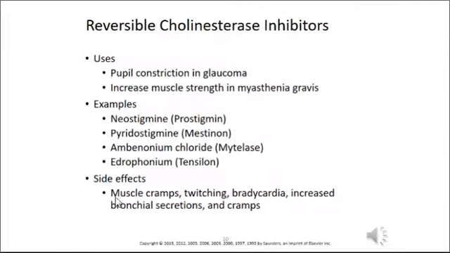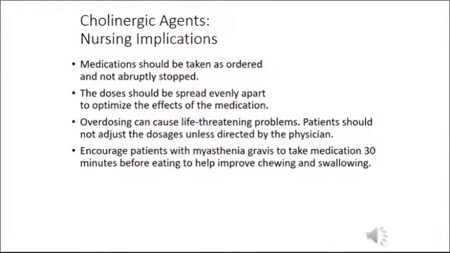So obviously the side effects will be the opposite: the muscle cramps, twitching, bradycardia, increased bronchial secretions, and cramping. Again, you can remember those if you just think of the parasympathetic system. Okay, nursing implications. What do you need to look for? Take them as ordered, never stop them abruptly, because if you think of the tremendous effects on this, overdosing can cause life-threatening problems because everything is slowed down.